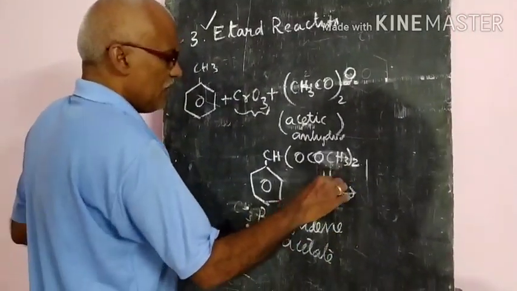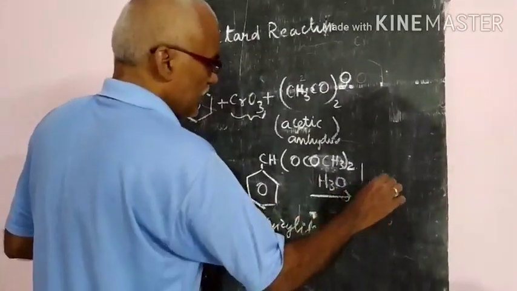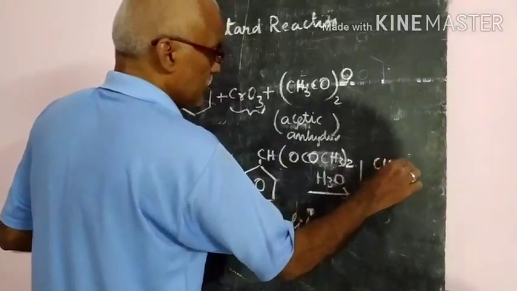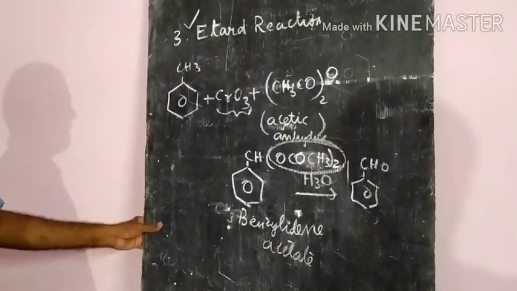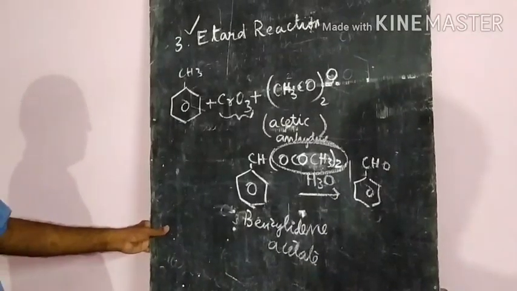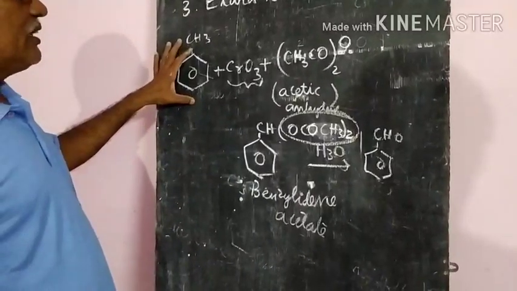Again further, it undergoes acidic hydrolysis. It will give us the benzaldehyde, C6H5CHO. The entire group will be removed by this acid, and you will get acetic acid, that is, you will get another product. So this is called the Etard reaction.